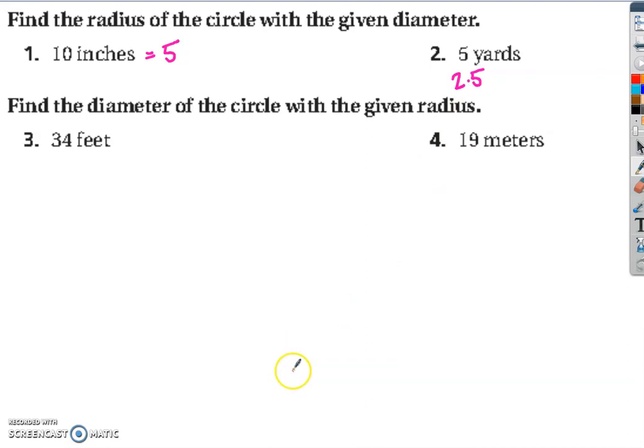Look at number 3. It says find the diameter of the circle with the given radius. So if they give us the radius and they want diameter, we need to double it. You can either multiply or just add another one. 68. Same thing here. They gave us the radius. They want diameter. So that's 38. Let's keep going.